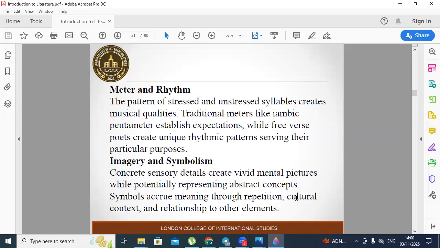These concrete images simultaneously represent abstract concepts. Symbols accrue meaning through repetition, culture, context, and relationship to other elements in the poem. A rose isn't automatically a symbol; it becomes a symbolic figure through how the poet uses it and what traditions the poet invokes.